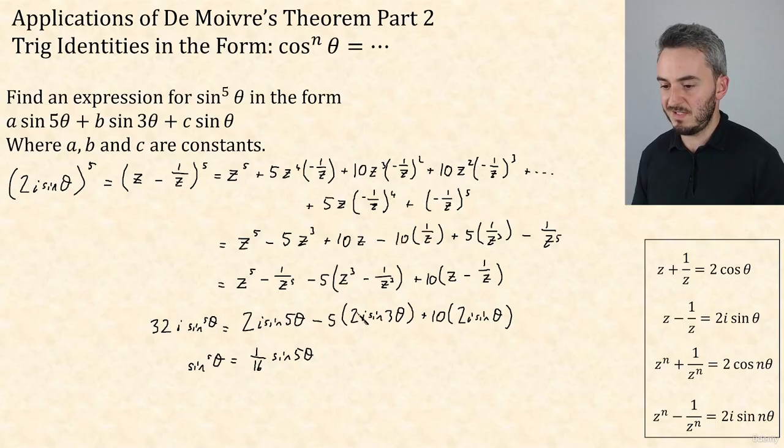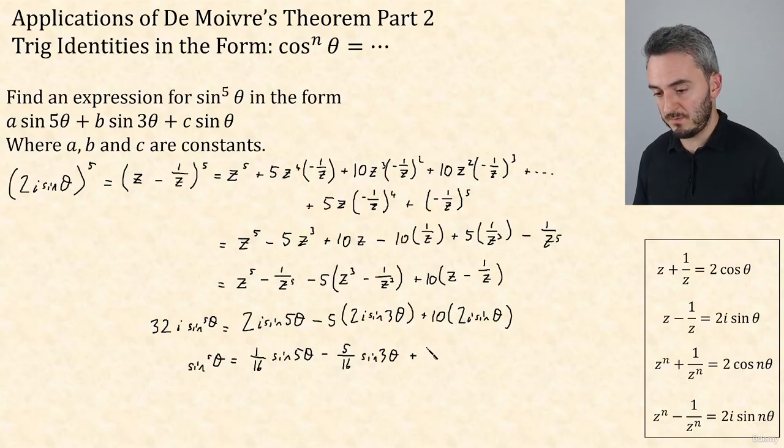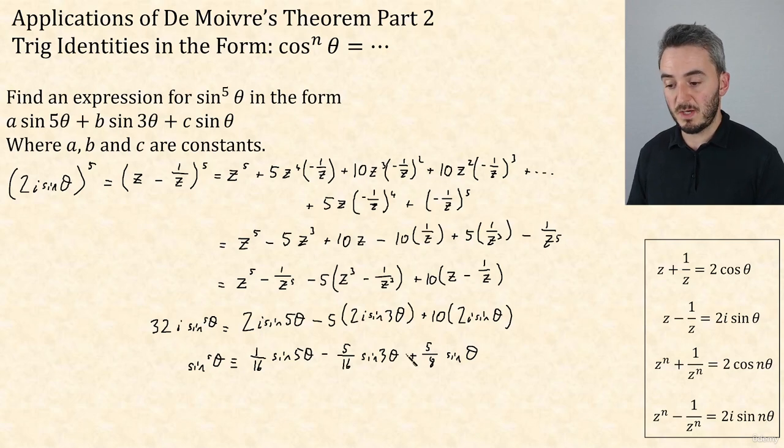What do I have here? I had minus 10, and minus 10 divided by 32 is minus 5 over 16. The i is gone and it's sine 3 theta. And then here we had 20, and 20 over 32 is 5 over 8. So that's plus 5 over 8 sine theta. And there we are, done. Should be 3 because it's an identity. There's my expression for sine to the 5 theta.